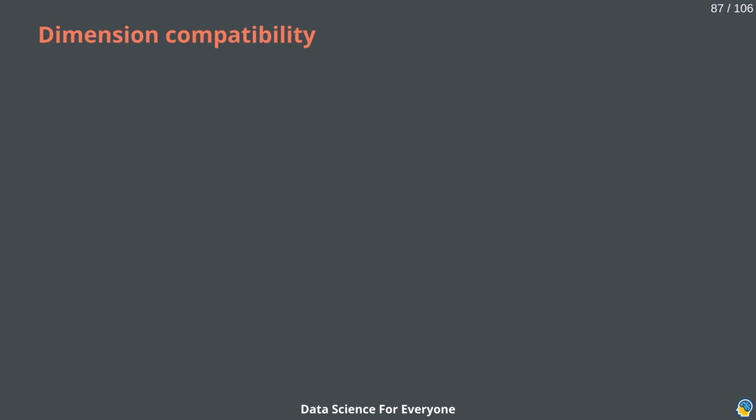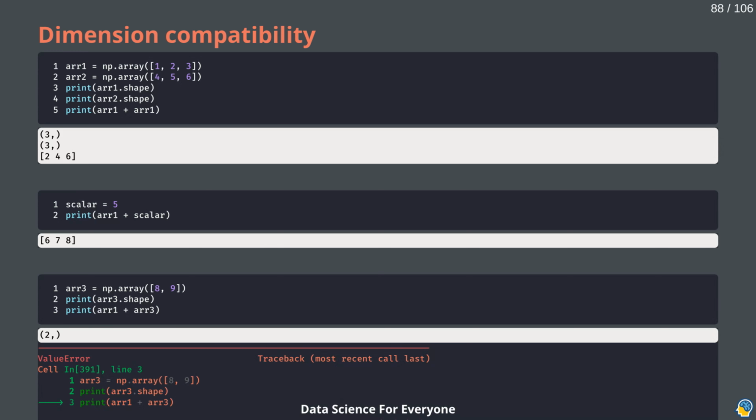Broadcasting only works when shapes of arrays are compatible. To check compatibility, compare the dimensions from right to left. Two dimensions are compatible if they are equal or if one of them is 1. This is checked for every pair of dimensions. If the rule fails for any dimension, broadcasting cannot occur and NumPy gives an error.